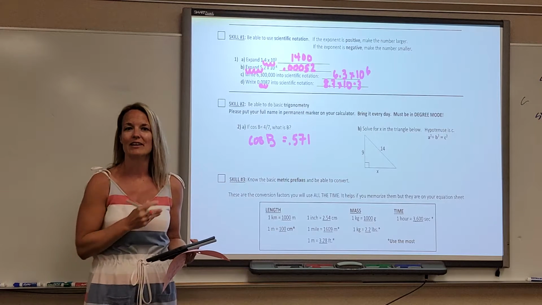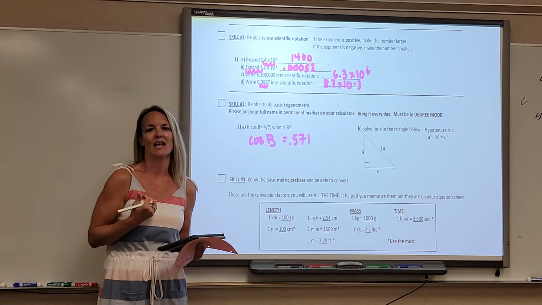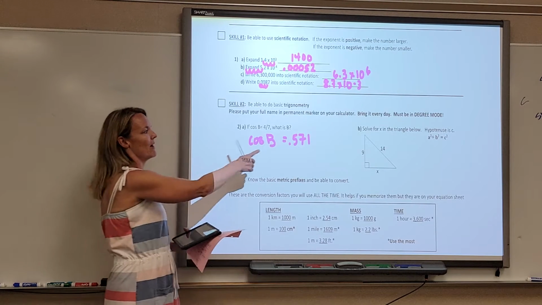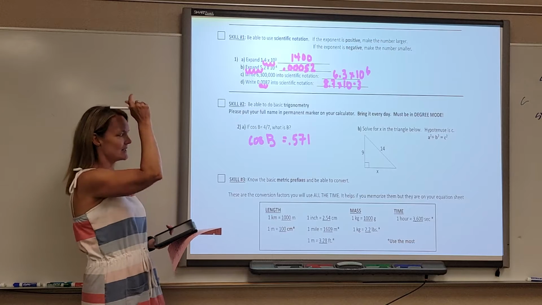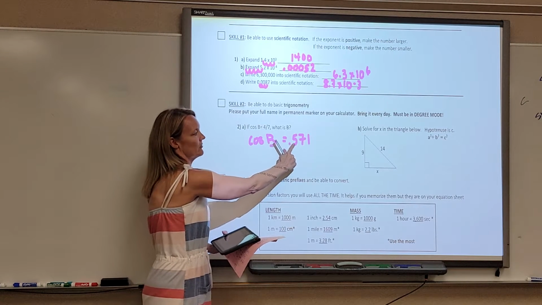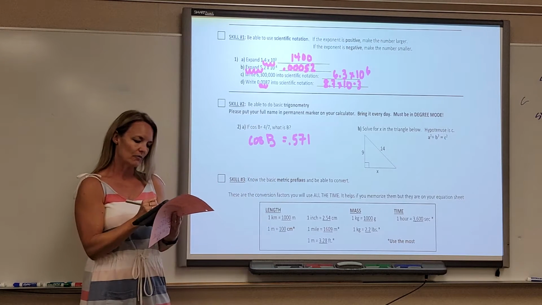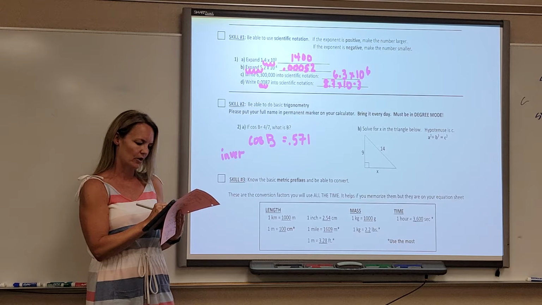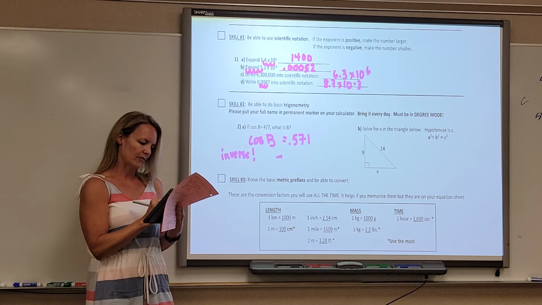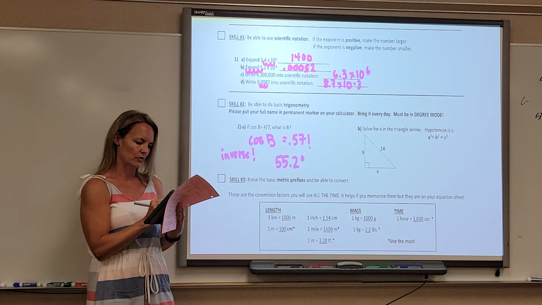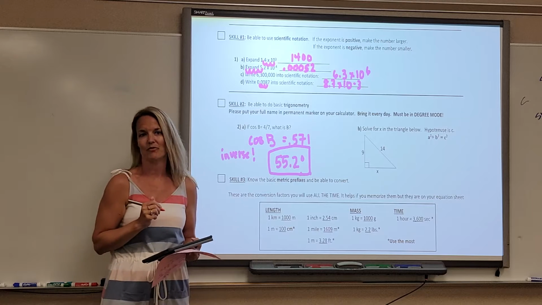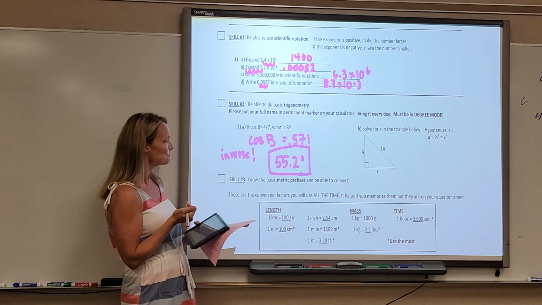So to get your calculator to give it to you in degrees, to get just the angle, you have to take the inverse or second cosine of this number right here. So you hit second cosine 0.571, the inverse. And if you type it in correctly, we are going to get like 55.2 degrees. Whenever you get your answer, if you would just box it in, it helps me find it a little bit easier when I'm grading things.